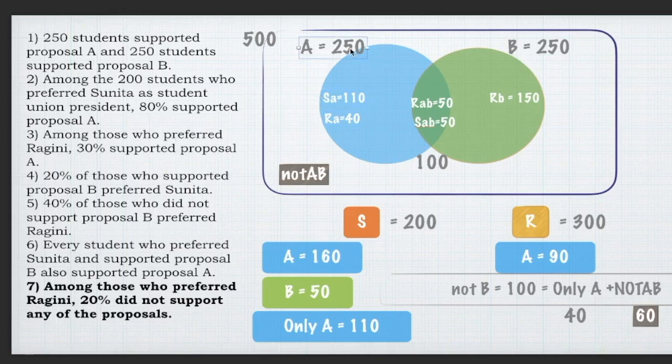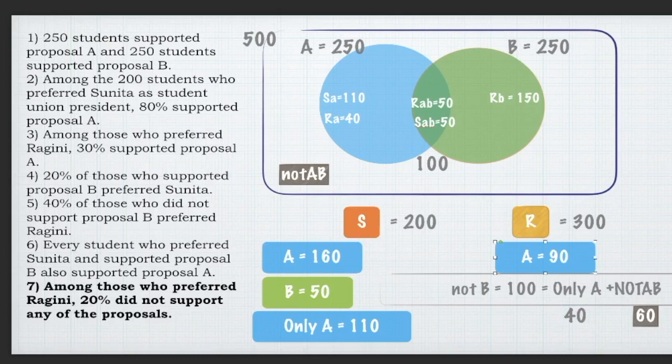Out of 250 people, only A supporters are 110 plus 40, which is 150. But the total was 250. That means the remaining 100 have to go to this A and B region. And in this A and B region, I figured out 50 people support S. That means the remaining 50 people must be supporting R. And you can also confirm this data. Only A, which is 40 people, and A and B, which is 50 people, total gives you 90 as given earlier.